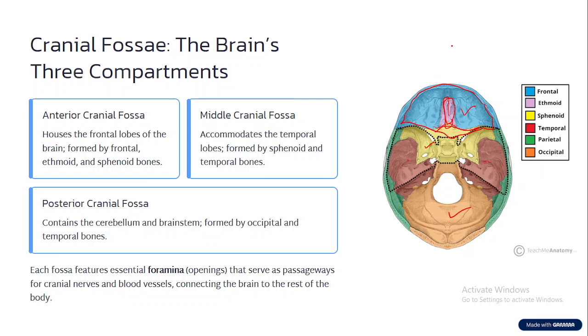So there are three major portions of the calvaria: the anterior cranial fossa, the middle cranial fossa, and the posterior cranial fossa. Each fossa features essential foramina, like this foramen magnum. These foramina allow the passage of cranial nerves, blood vessels, and a few important structures from the brain to the spinal cord.